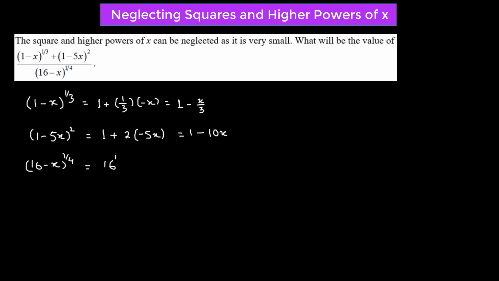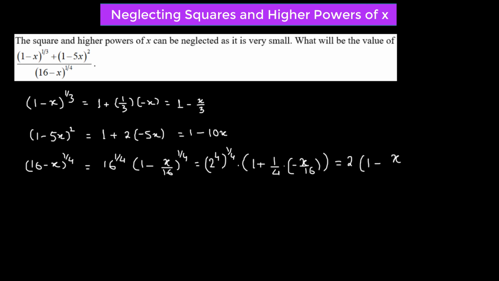So we factor out 16. We also have to take the exponent, so it will be 1/4 times 1 minus x over 16 raised to the power of 1/4. So 16 is 2 raised to the power of 4 times 1/4, times 1 plus n, which is 1/4, times x, which is negative x over 16, and that would simply give us 2 times 1 minus x divided by 16 times 4 is 64. Now we substitute all the approximate values into our expression, and that gives us 1 minus x over 3 plus 1 minus 10x divided by 2 times 1 minus x over 64.